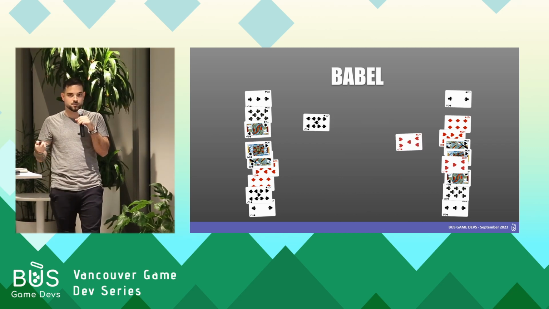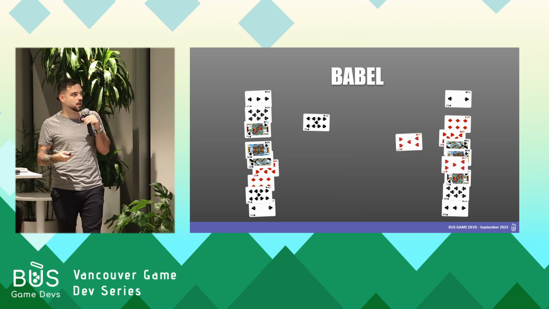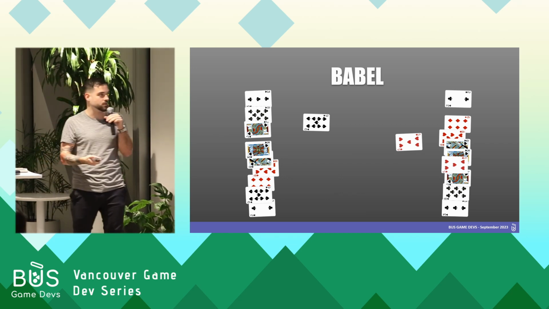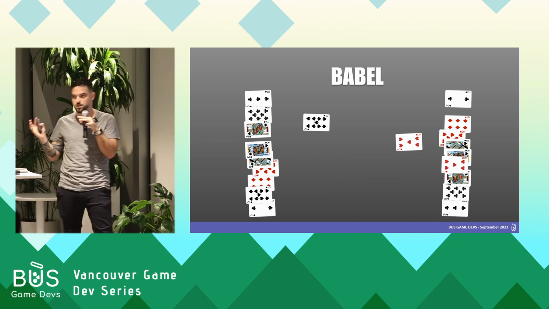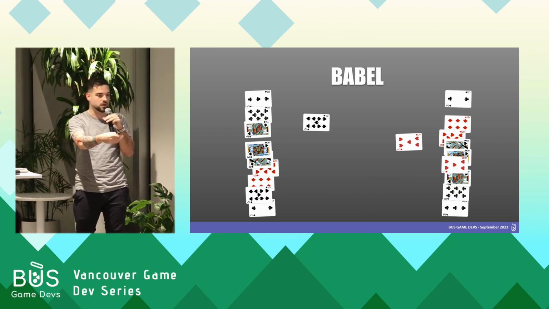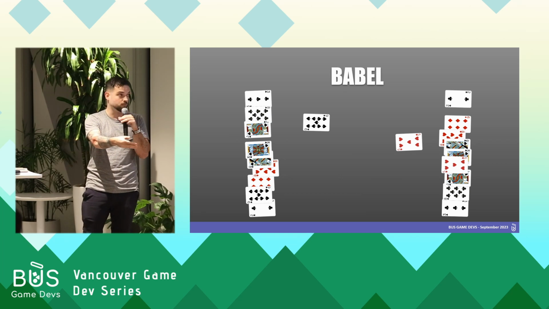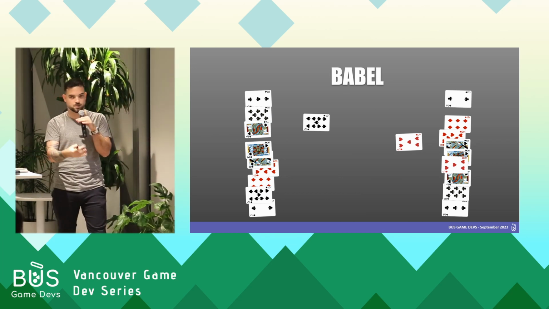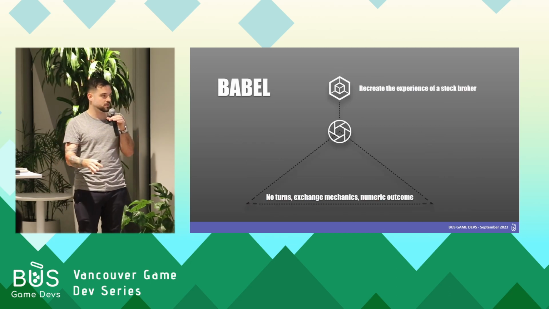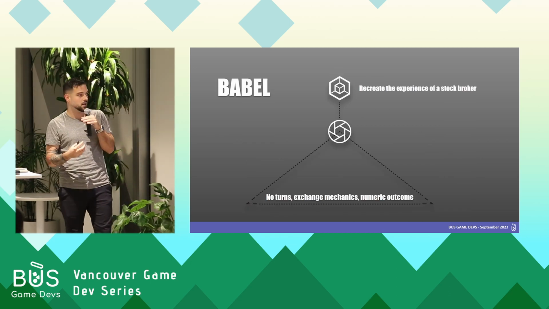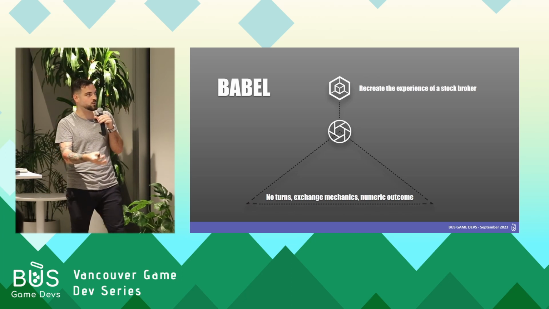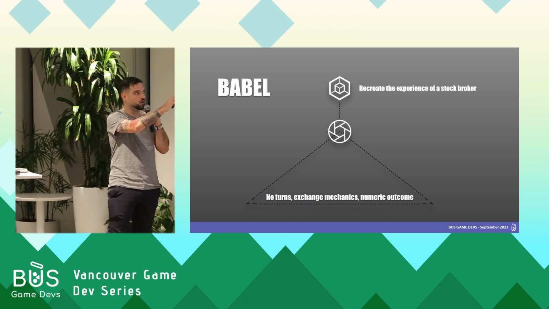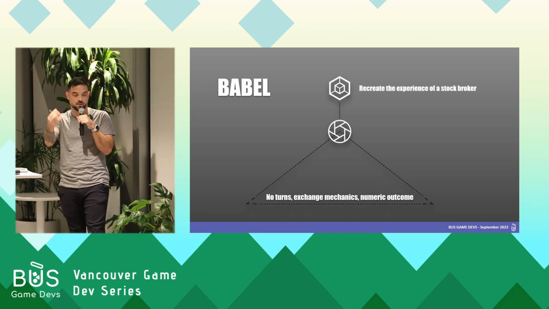So it's a 4 to 6 player game, and that's basically exchanging cards with the others until you get your groups. Then you give those cards when you made the group, and you get points. You're dealt new cards and go back to it. So there are no turns. You have this exchange mechanic, and there's a numeric outcome. So you could tell he had a very well-defined core. He was doing focus. Everything in the game was aiming there.